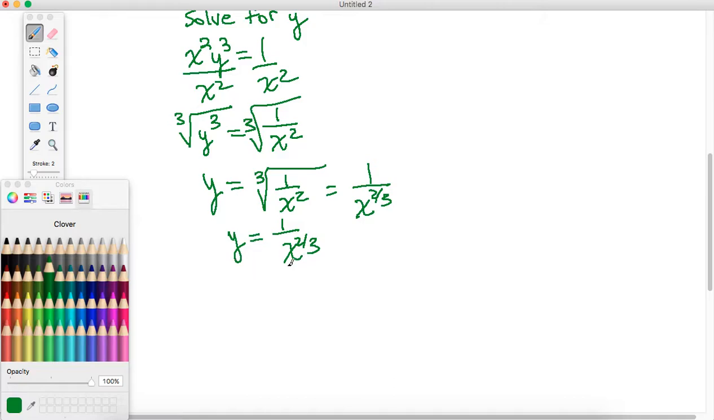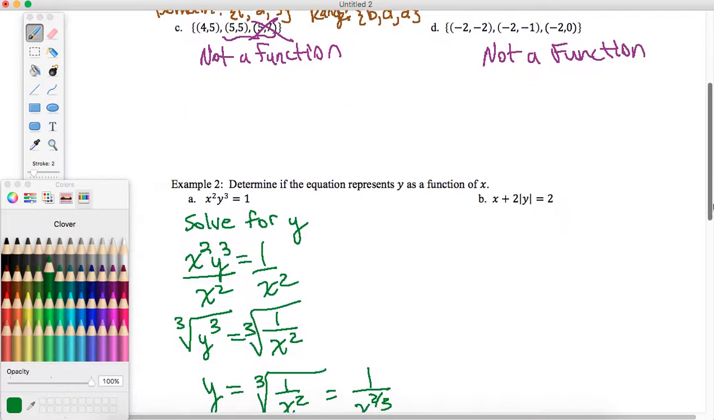And so since that is the case, I'm going to say yes, y is a function of x. Okay, let's go to part B here.